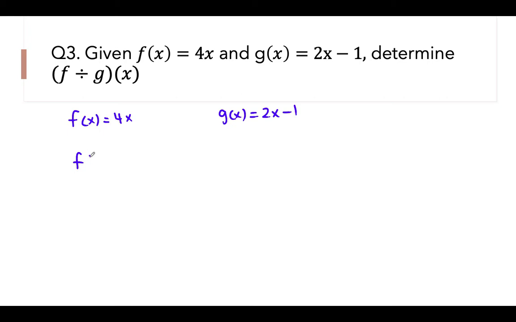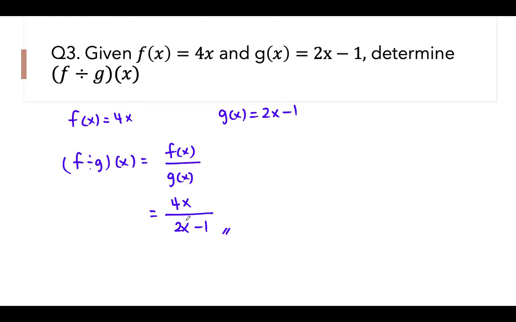So f divided by g of x, I could rewrite as f of x divided by g of x. And let's input: 4x divided by 2x minus 1. And please be careful. You cannot cancel x and x because in the denominator, it's an expression. Both have to be factors containing x in order for me to cancel out. So in this case, this is the most simplified version.